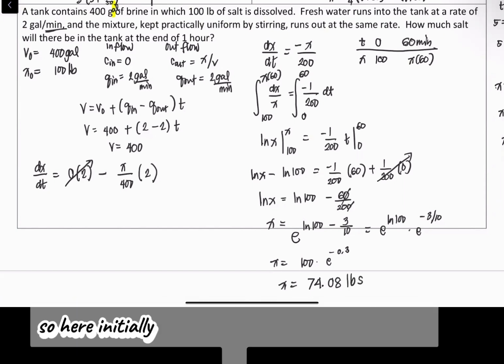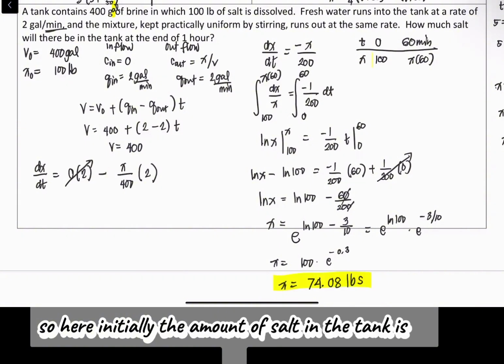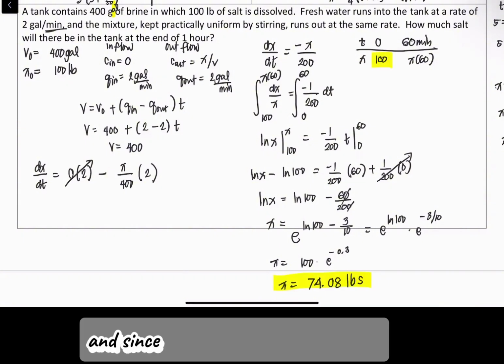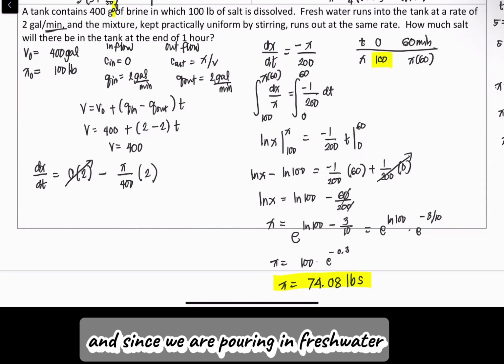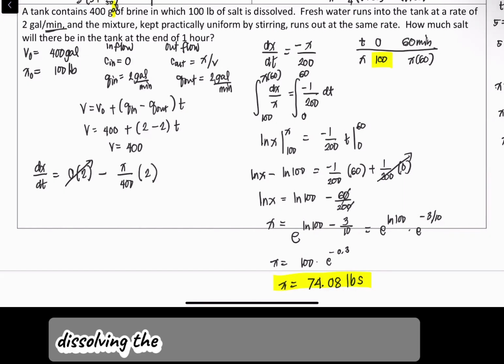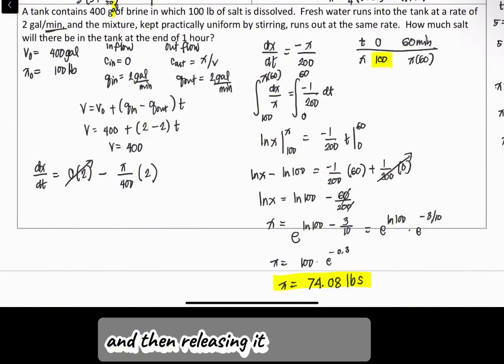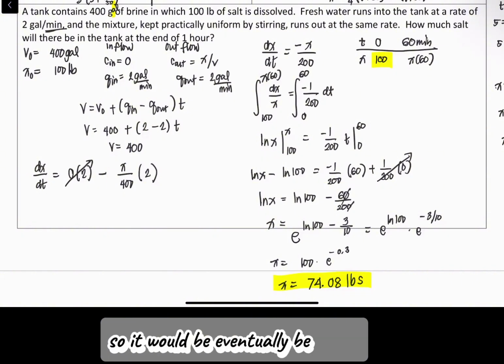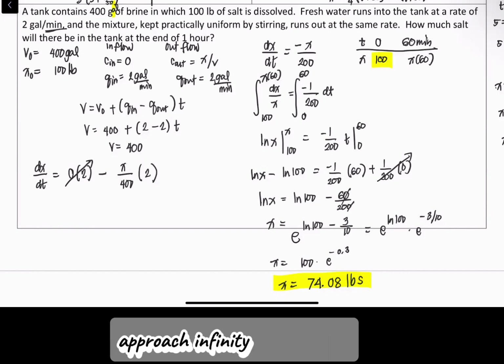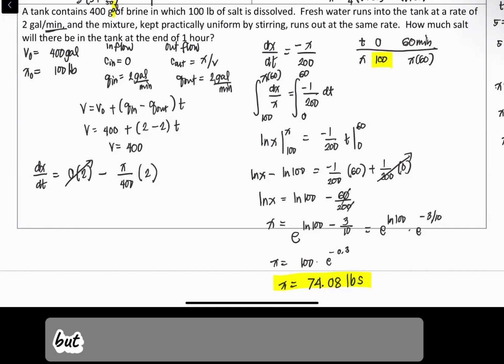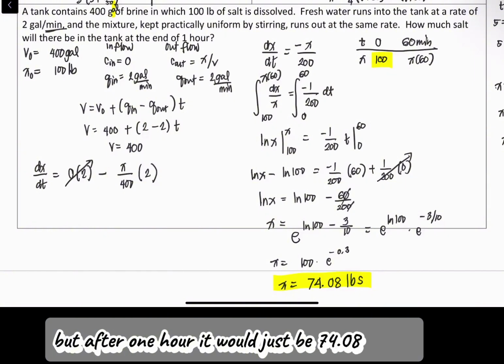So here, initially, the amount of salt in the tank is 100. And since we are pouring in fresh water, diluting the concentration of salt in the tank and then releasing it by discharge, it would eventually be, as time approaches infinity, 0. But after 1 hour, it would just be 74.08 pounds.